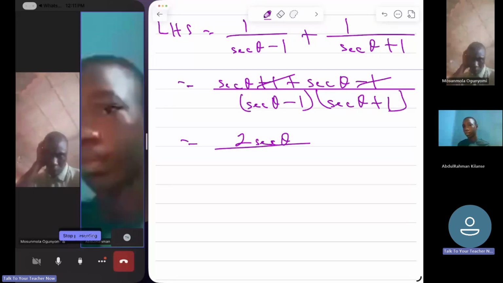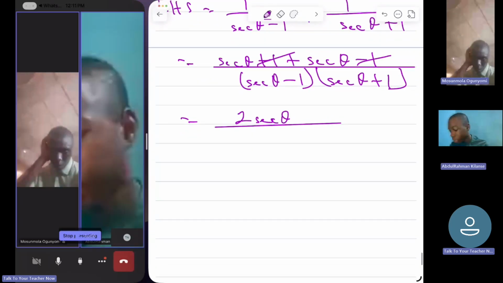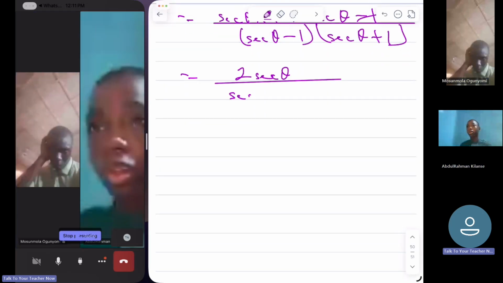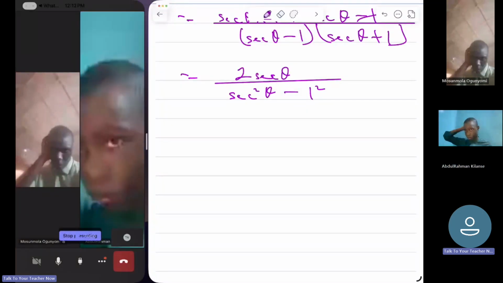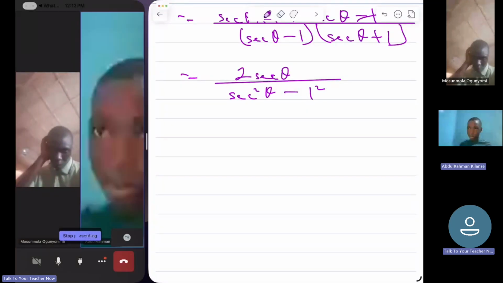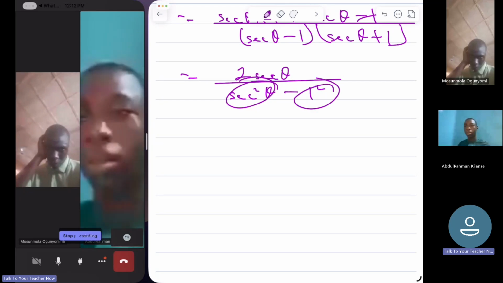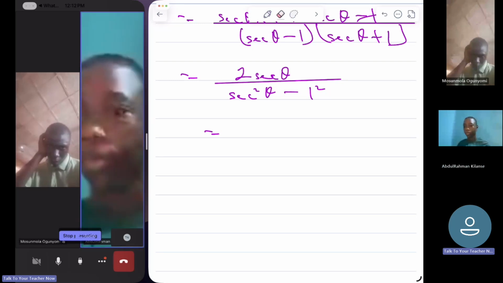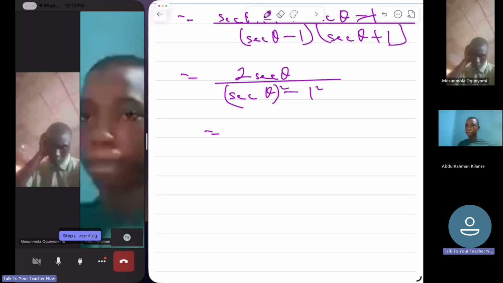Over what? Over sec theta minus 1 times sec theta plus 1, which is the same as what? Sec squared theta minus 1 squared. Do you understand? That's a difference of two squares: the square of sec theta minus the square of 1. So I can write it this way. Exactly. That's what it means.